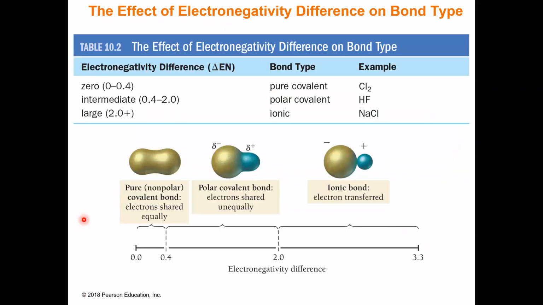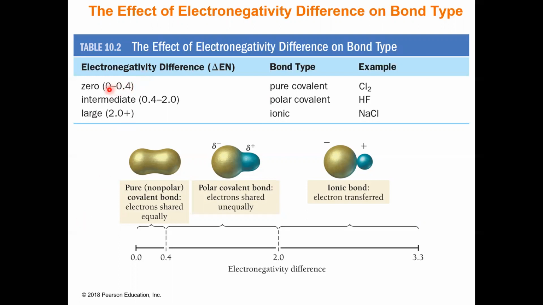Now, when you're looking at each bond within a compound, you need to look at the difference of electronegativity between the two atoms that make up that bond. And that will tell you whether each bond is polar or nonpolar.